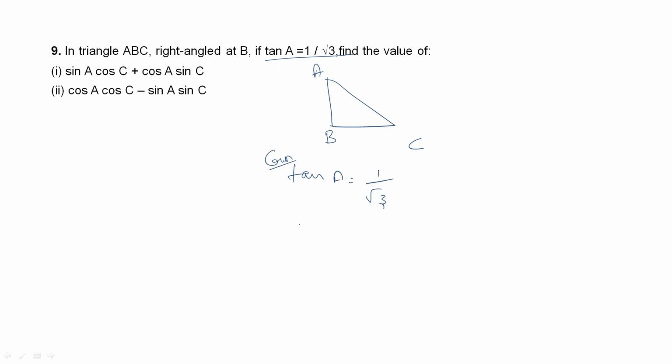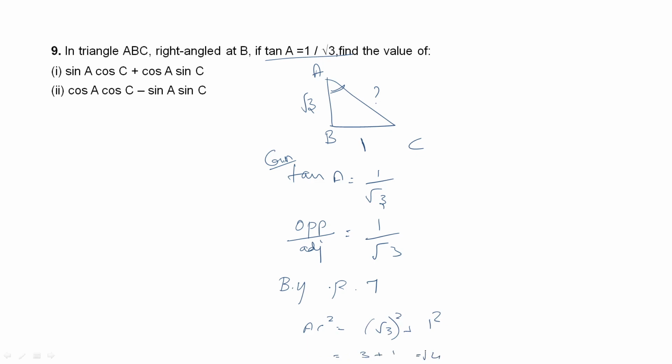What is tan A? Tan A is opposite by adjacent, 1 by root 3. This is A. What is opposite? This one, that is 1. Adjacent will become root 3. We have to find the third side by PT, Pythagoras theorem. The third side is AC. AC square is equal to root 3 square plus 1 square, which will become 3 plus 1, 4, and the square root of this will give you 2. So this side will become 2. Simply substitute whatever value is asked.